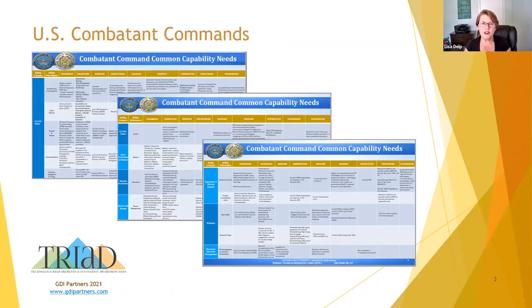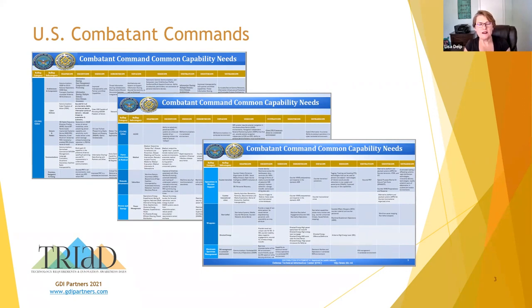Each year, the DoD releases information about their challenges and needs in a variety of ways. Everything through web postings, challenges, broad agency announcements for SBIRs, presentations given at community meetings like this, or large innovation summits, or things like the U.S. Combatant Command Common Capability Needs List.